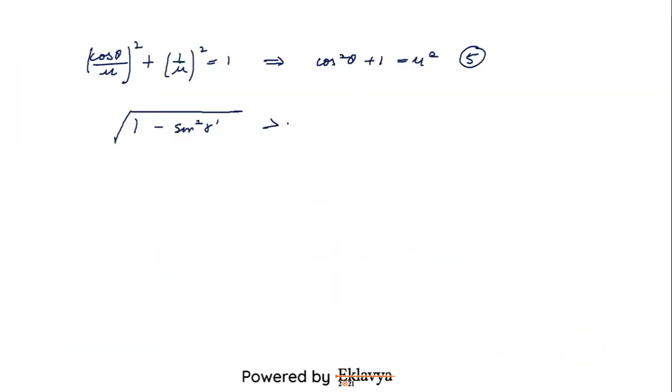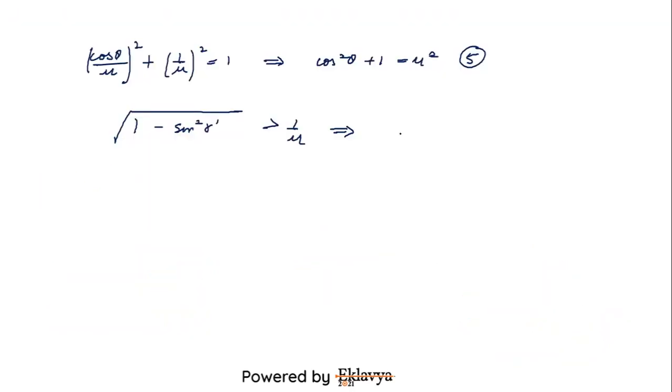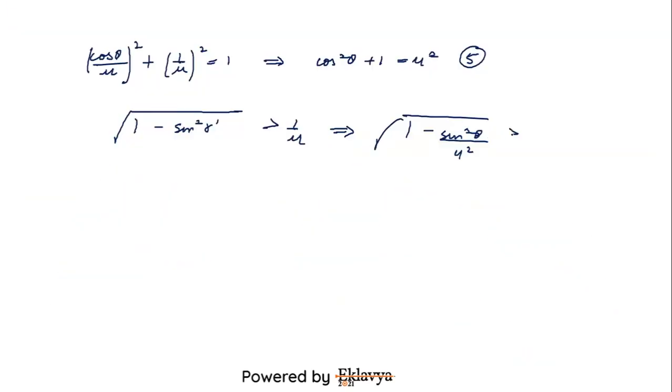This must be greater than 1 by mu. Now we are going to substitute the value of sine r prime from equation number 3. So it will become root of 1 minus sine square theta by mu square. Let's check this. Sine square theta by mu square, that's correct. Should be greater than 1 upon mu.